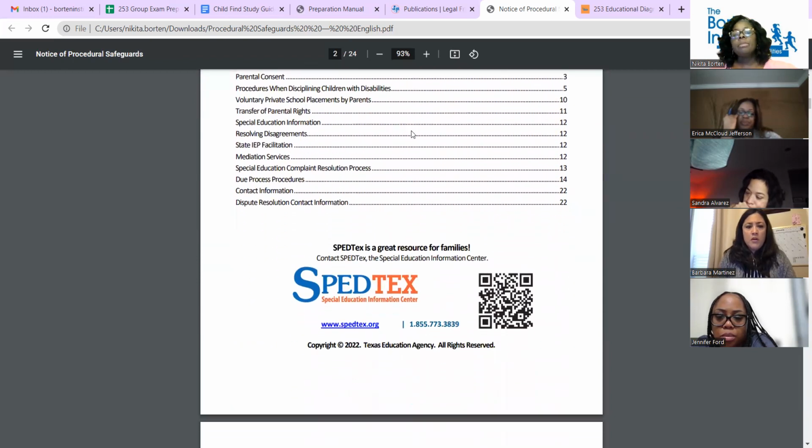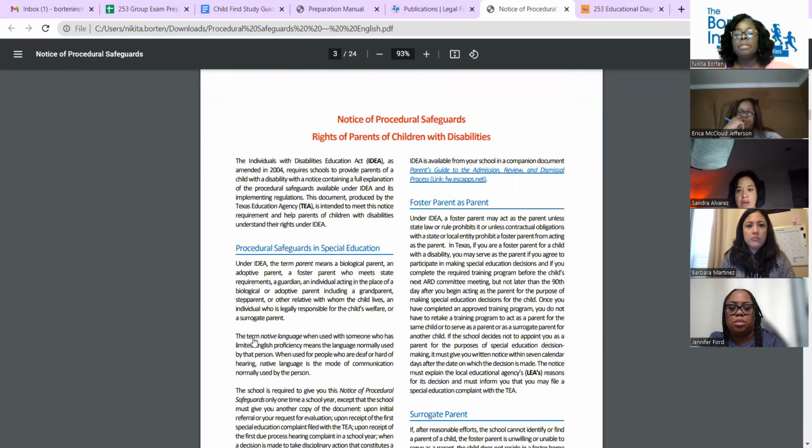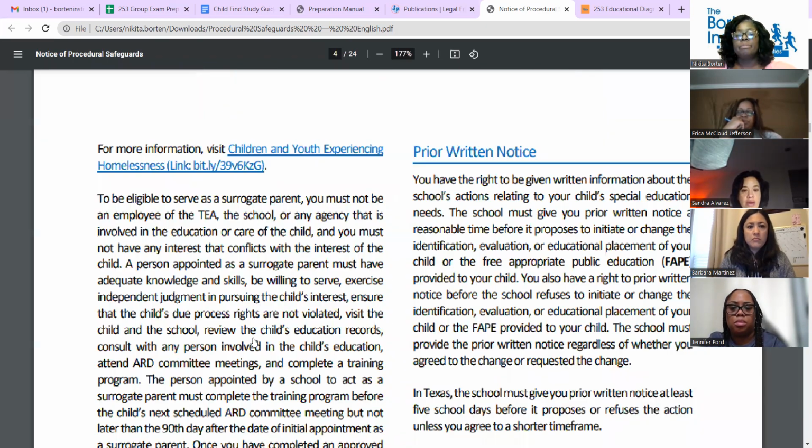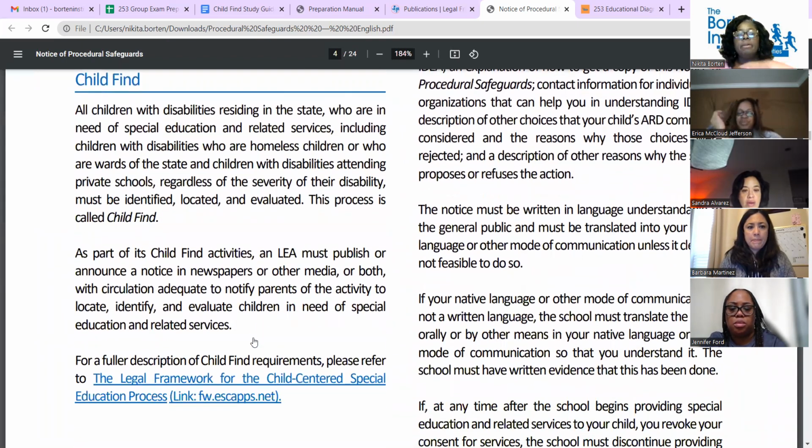Okay. So of course, these are all the components of the law that it hits on. And again, this book is saying to the parent, here's what the procedures are, and here's the rights that you have in regard to these procedures being implemented. And I'm going down to page number 2, where it talks about child find.